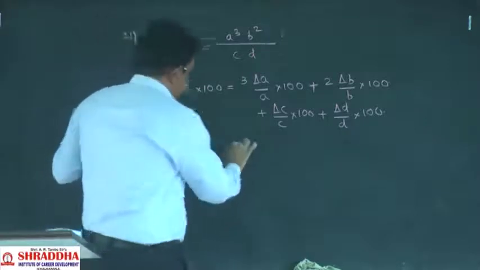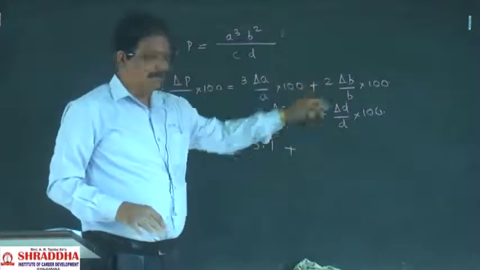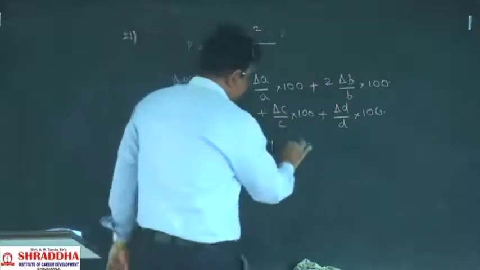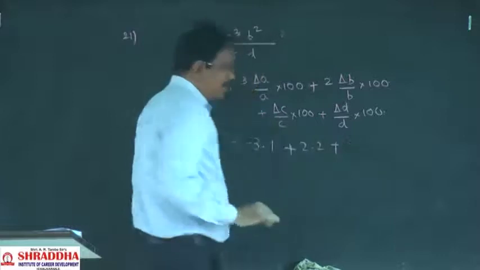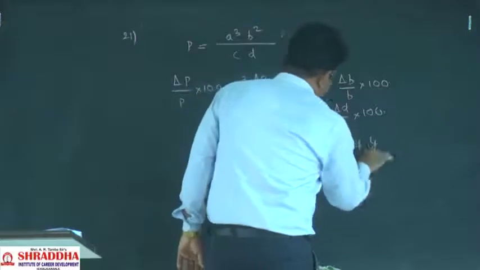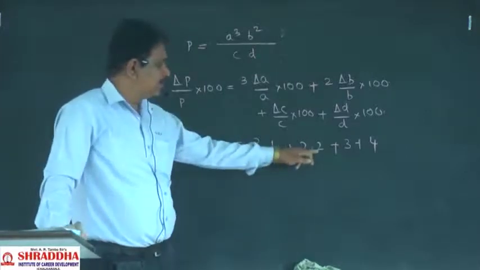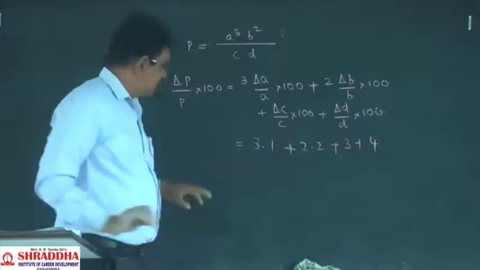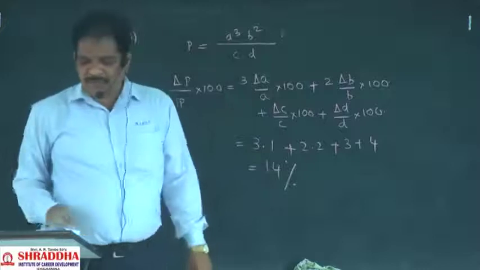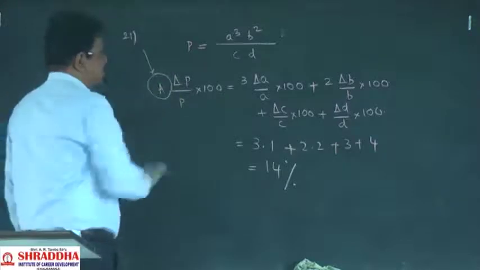1%. So 3 into 1, plus delta B by B into 100, how much is that? 2%. 2 into 2. Delta C by C into 100, that is 3. Delta D by D into 100, that will be 4. 3 into 1 will be 3, plus 4, 7, plus 3, 10. 10 plus 4, 14. So this value will be 14. 21 it will be 8. Clear?